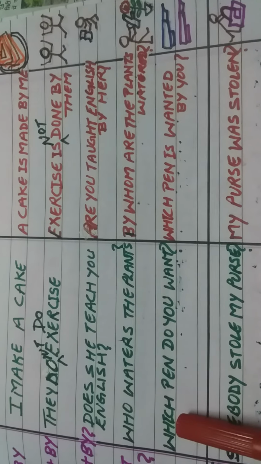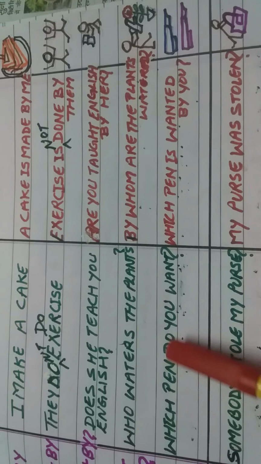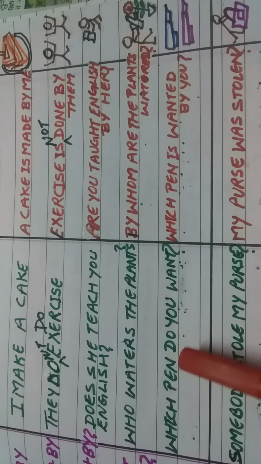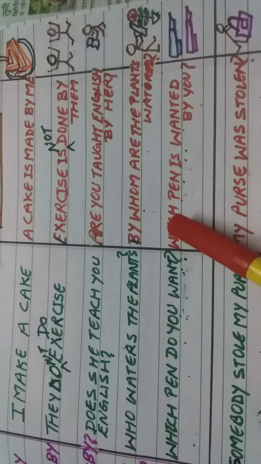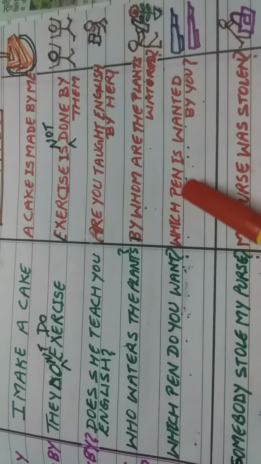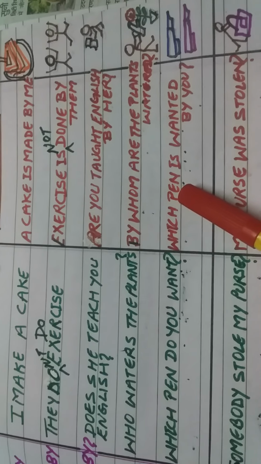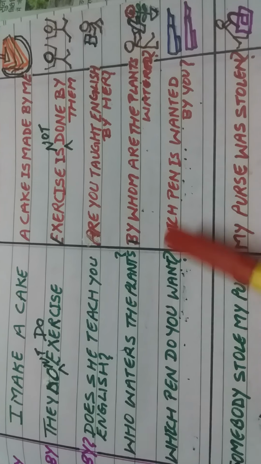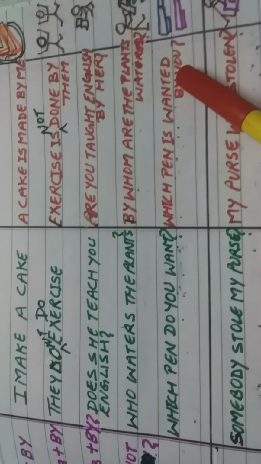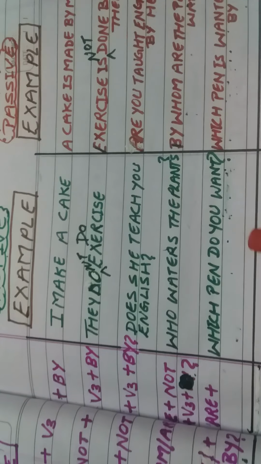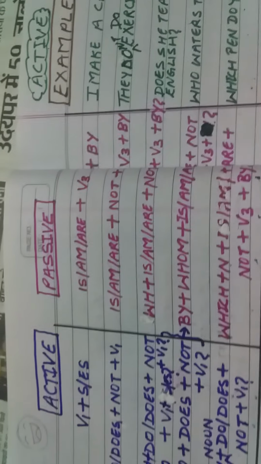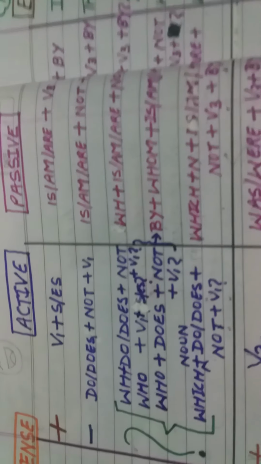Now beginning with which. Which pen do you want? Which and pen will remain at the same place. Now because here we do not have object, so here the subject is skipped away. So helping verb will be used according to this noun. It is singular. So which pen is? Third form of want is wanted by you.